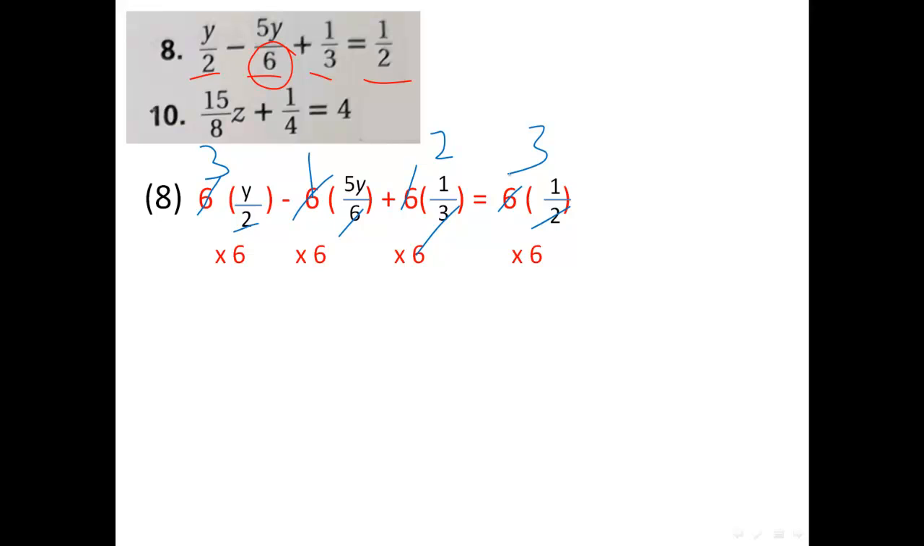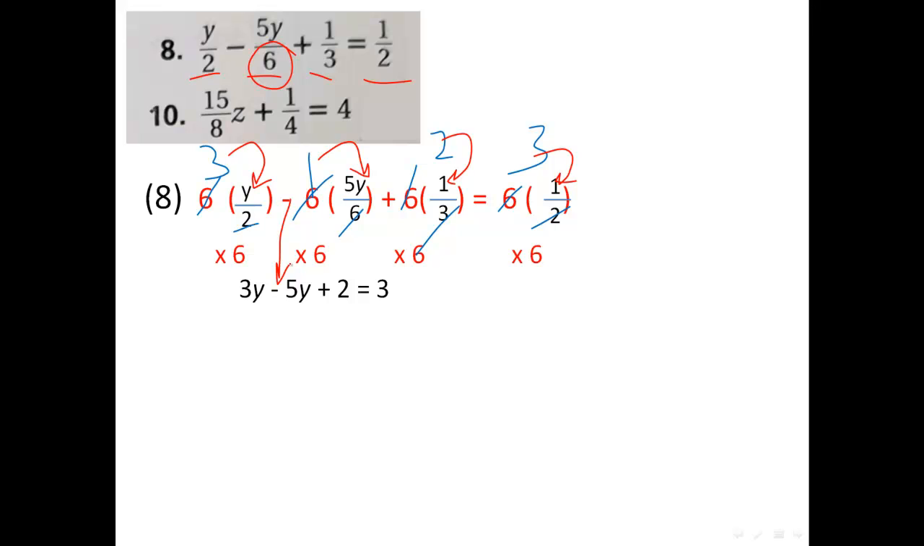After simplifying, or dividing the 6 by the number down, I need to multiply the numbers inside the brackets. So 3 multiplies y, it will be 3y. 1 multiplies 5, it will be 5y. 2 multiplies 1, it's 2. 3 multiplies 1 is 3. So I will have 3y, and don't forget the negative, 5y plus 2 equals 3. Now it's a normal equation. We can solve it together.